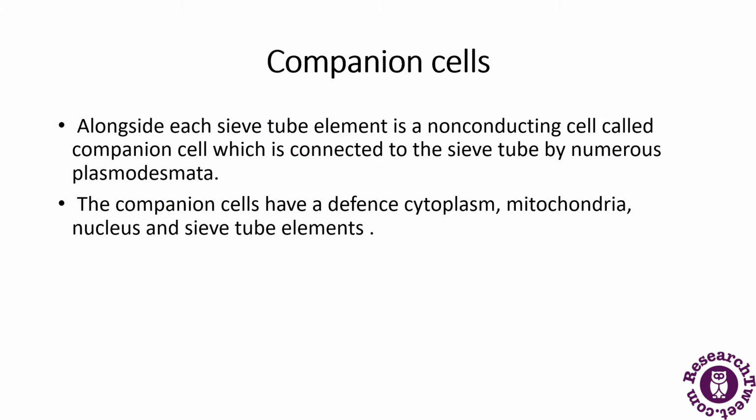The next component is the companion cells, which were already depicted in the diagram. Each sieve tube element is associated with a non-conducting cell called the companion cell, which is connected to the sieve tube by numerous plasmodesmata. Companion cells have dense cytoplasm, mitochondria and a nucleus, in addition to the sieve tube elements.